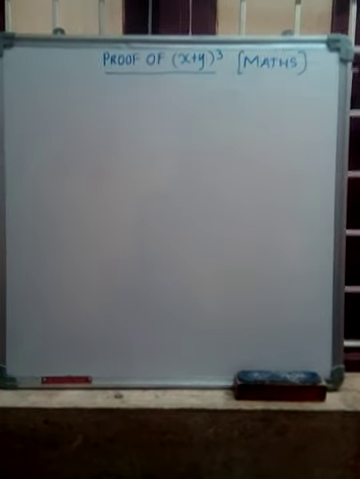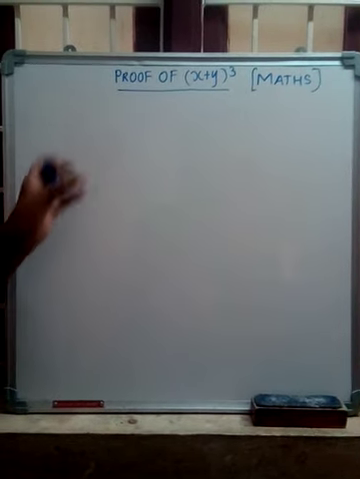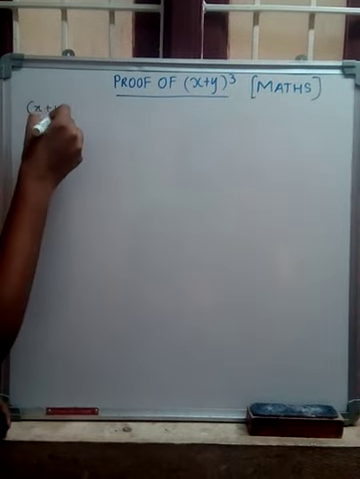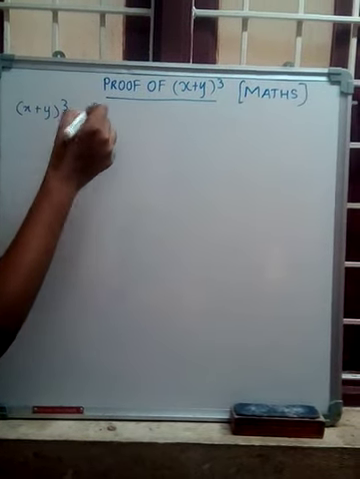Hello everybody, today I am going to show the proof of the formula for (x plus y) whole cube in maths. (x plus y) whole cube, it is the formula. Now I will be explaining the proof. Let's start the proof, and its example after the proof.